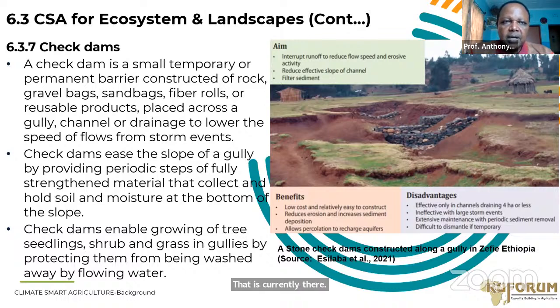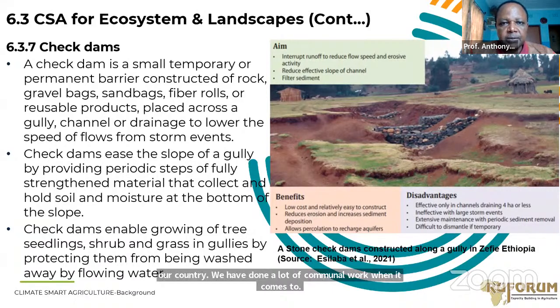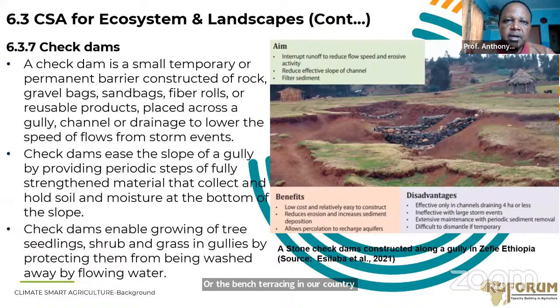As I mentioned, in our country, we have done a lot of communal work when it comes to Fanya Juu, or the bench terracing, in our country where we have mountainous regions. We have contour farming where we have large-scale farms in relatively less sloping areas of about 12% or lower. And you can find the Ministry of Agriculture has been able to send these messages.